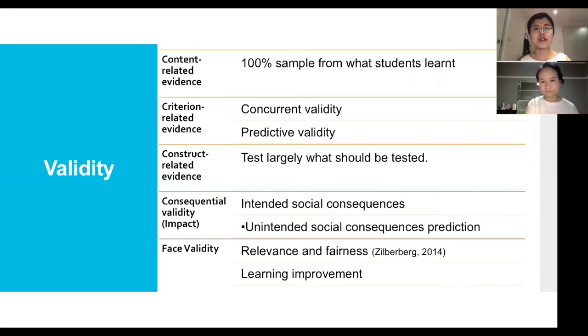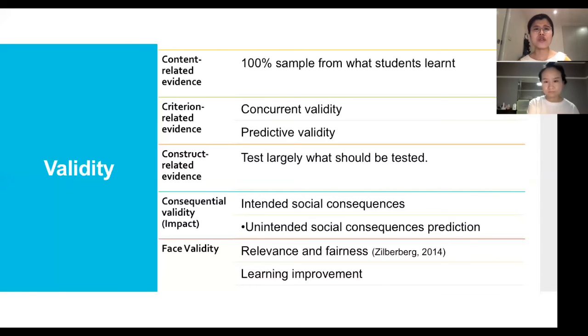Then about construct-related evidence, the task tests students on largely what should be tested. Within the target area, the task and assessment are designed to test learners' daily using ability. Because China is a Chinese mainstreaming society at the primary stage, we just focus on reading and writing to deal with the walls that may occur.